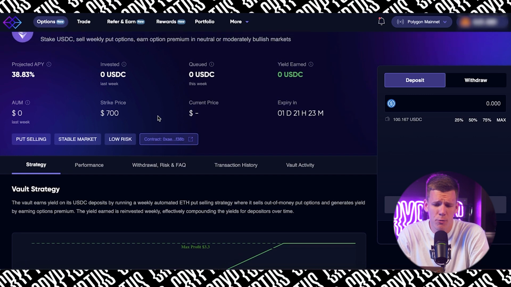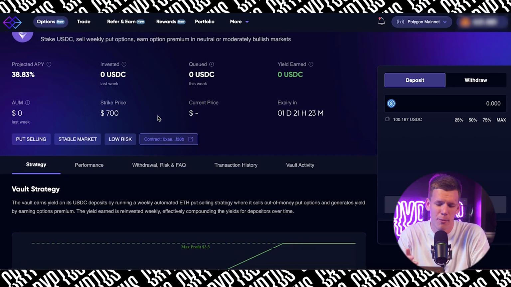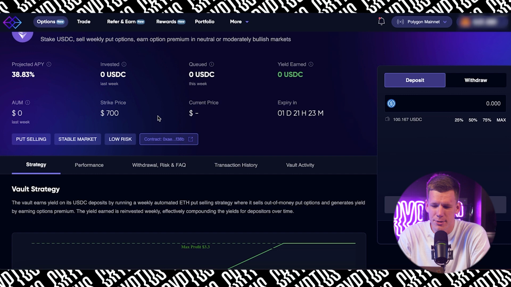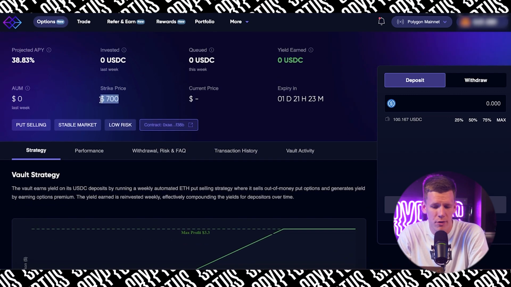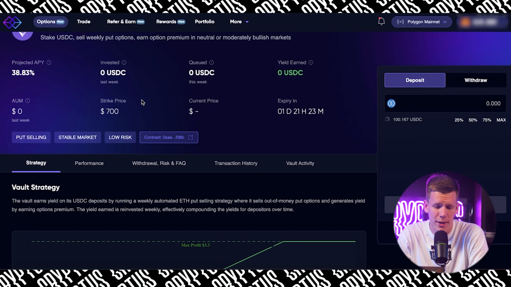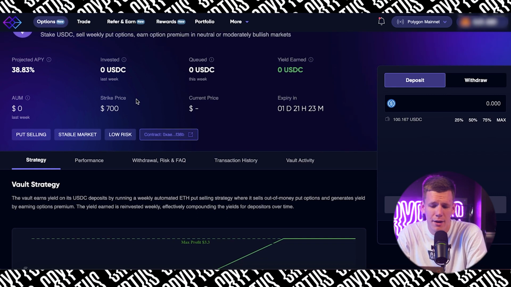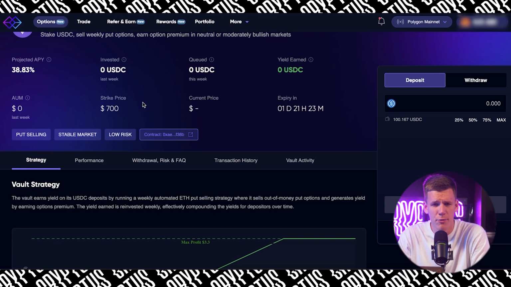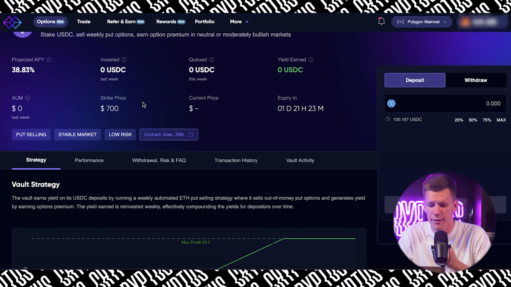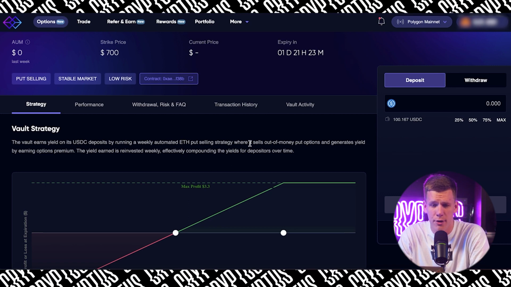What does this mean? The worst case scenario, how much can we lose? Well, anywhere from 0 to endless, depending on how far below $700 Ethereum would fall. Let me bring you an example. Let's say Ethereum stays at or over $700, then we don't lose anything. We just get our profits, which is listed here as the premium fee.